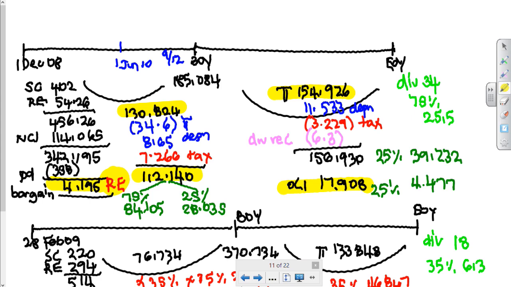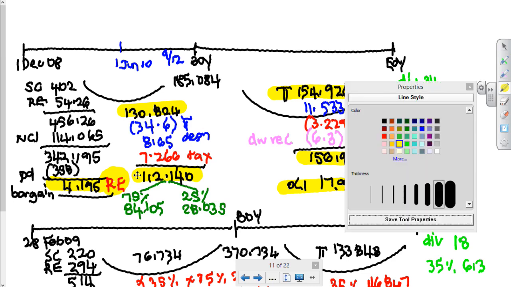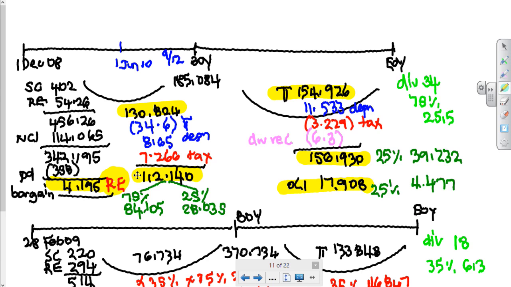Since acquisition, my retained earnings is 112,140. Current year profit increases, actually, because of the depreciation reversal, to 156,930. And I give NCI their share. The NCI's share here is 28,035, but I'm more interested in my share because I have to do retained earnings, isn't it? For current year, though, I'm interested in NCI's share because NCI's share is going into my P&L.